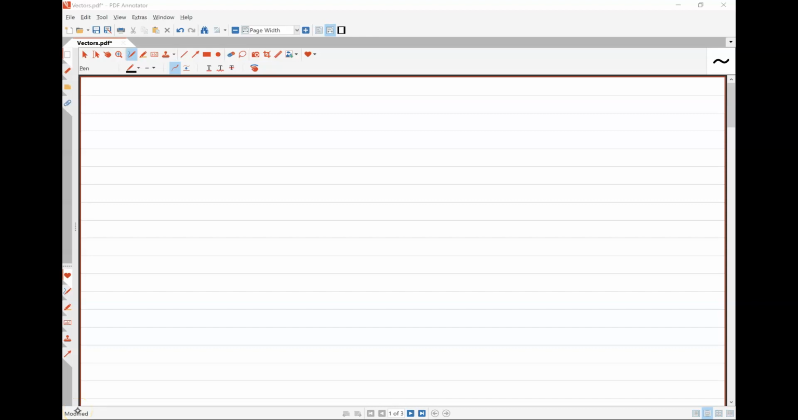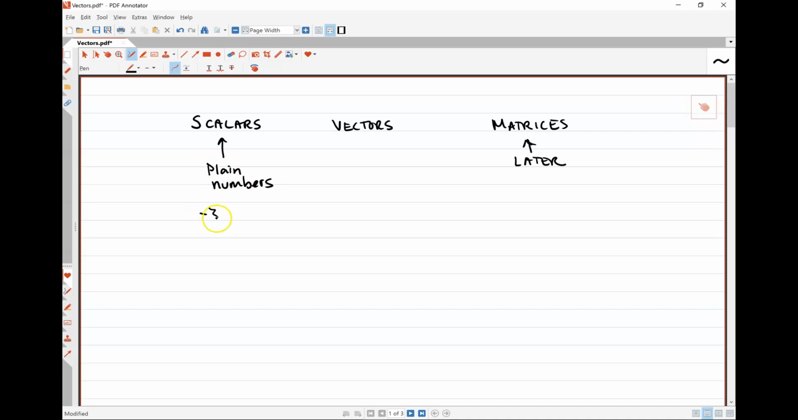Okay, so there's going to be three kinds of things that we're working with this semester. One thing is called a scalar, vectors, and matrices. Matrices we're going to talk about next week. Scalars are just plain old numbers, like -3 and 12.2 and so on.